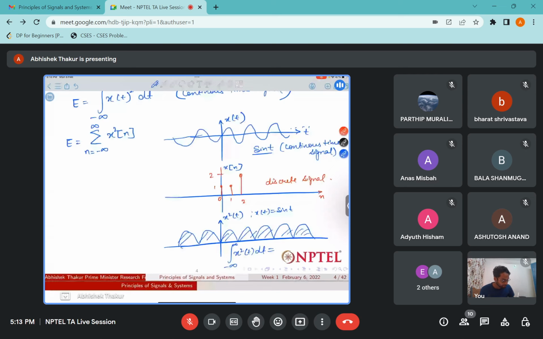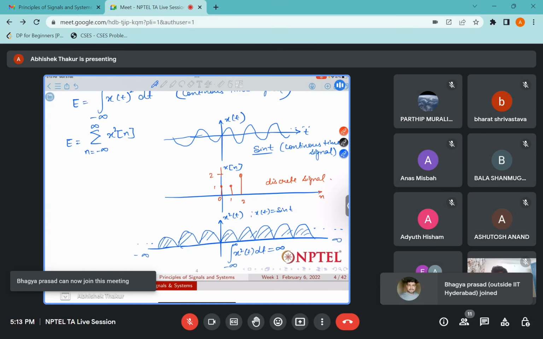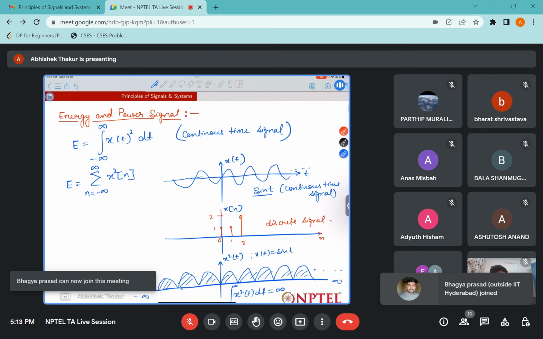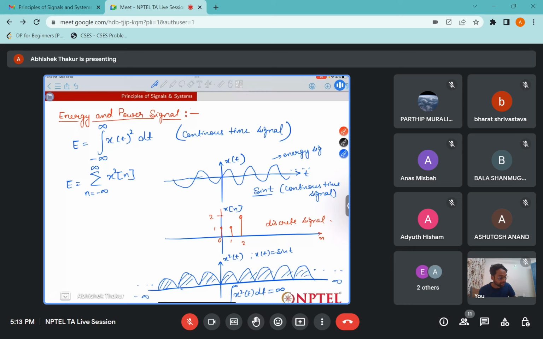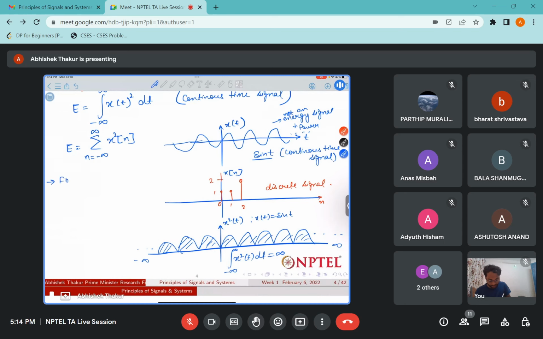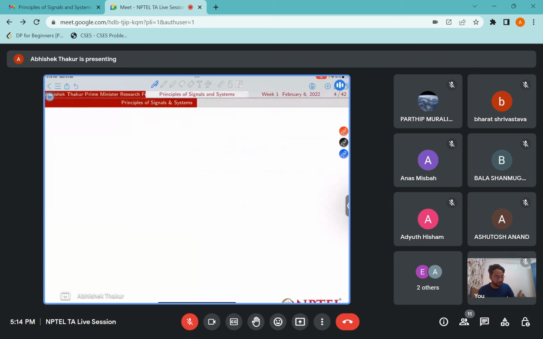So here, when you integrate it, you will get infinity, because when you sum all the values from minus infinity to infinity, all values are positive. So if you sum all the positive areas, you will get infinity. So this signal is not an energy signal. So for such a periodic signal, what do we have to find? We have to find power, not energy. So this is a power signal, so we have to calculate the power of this signal. For a periodic signal, we calculate power, because periodic signals are not energy signals. So now we will see the formula for calculating power.